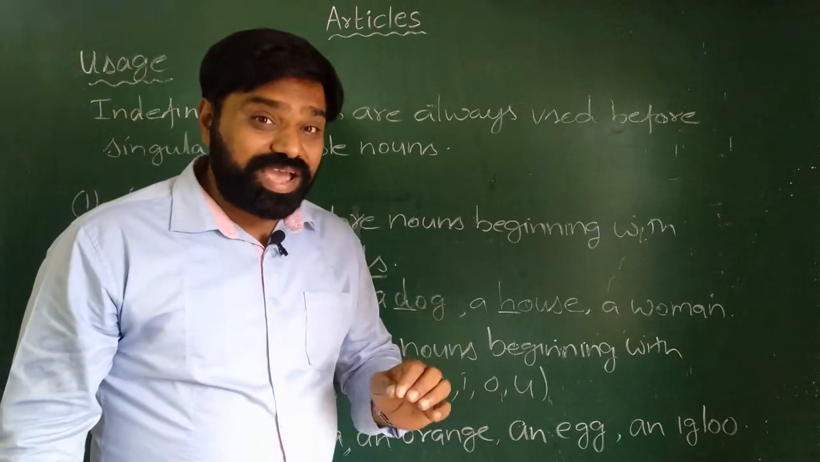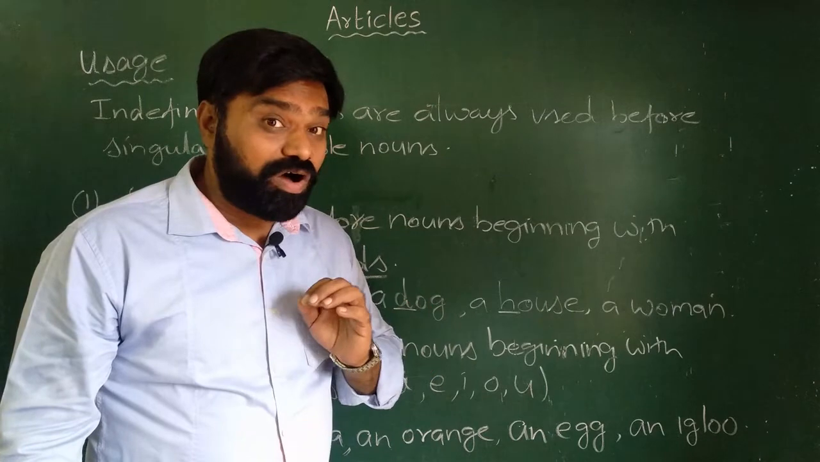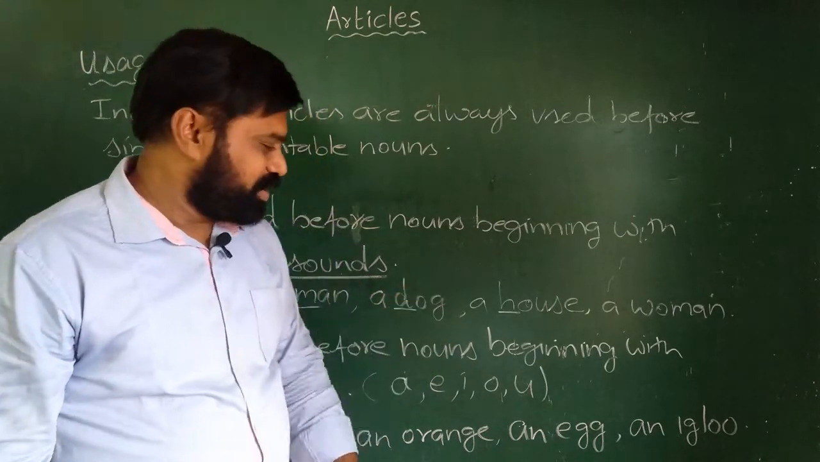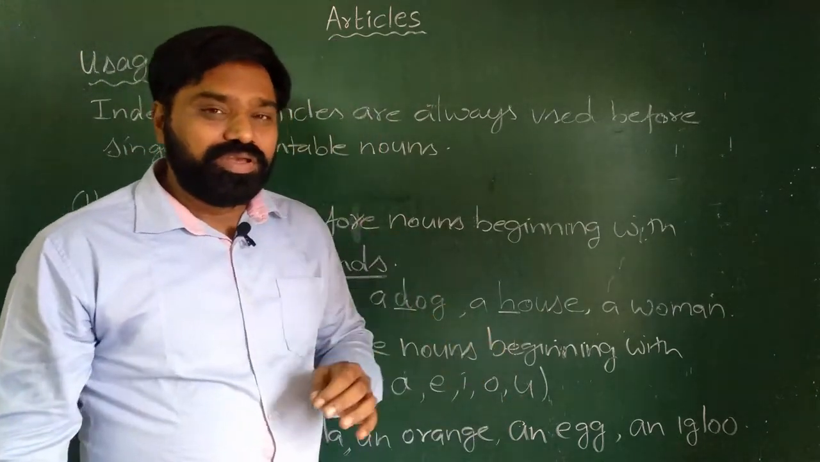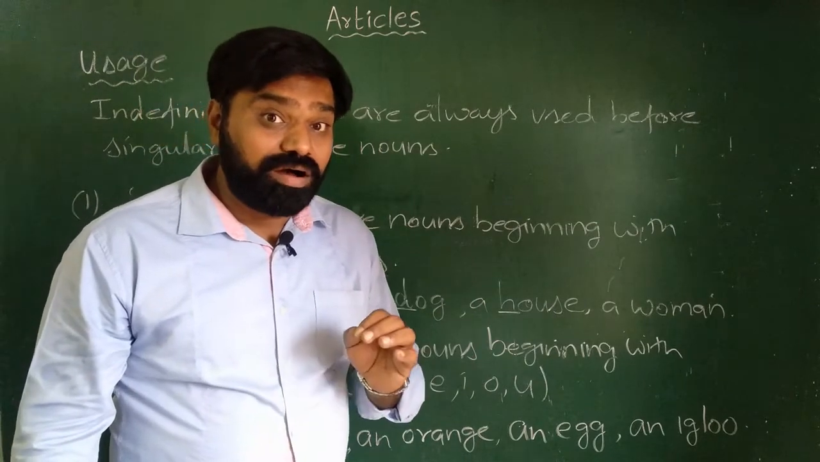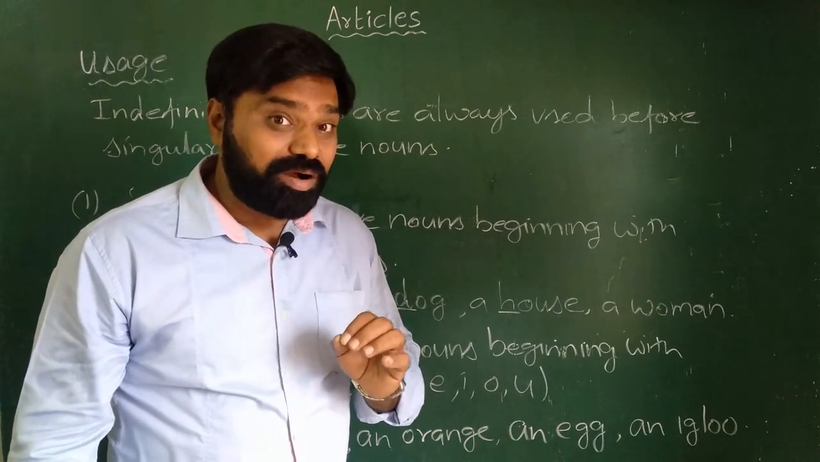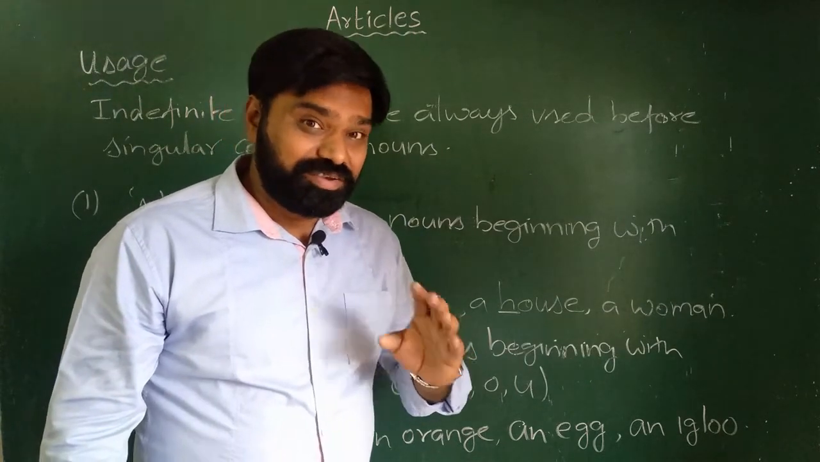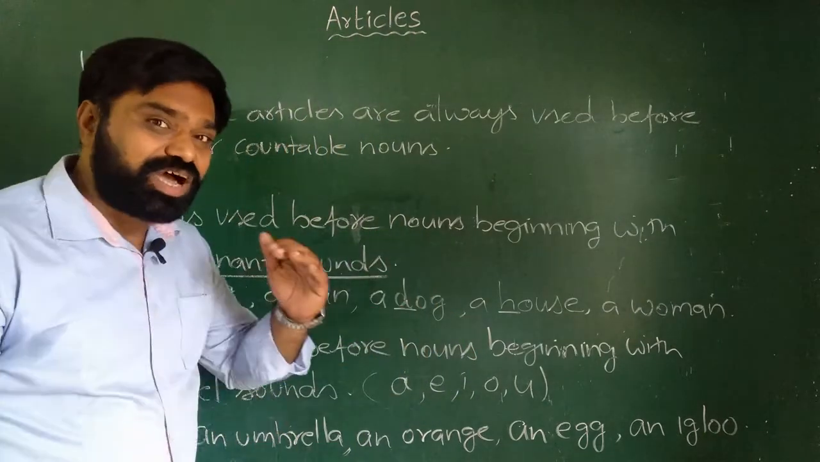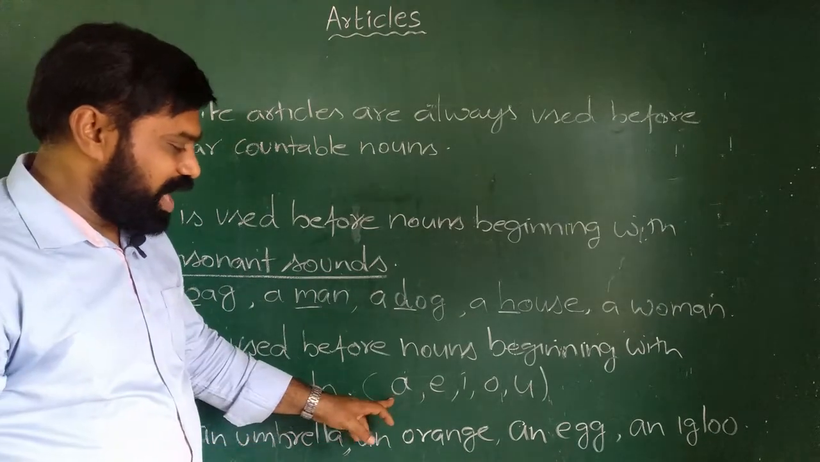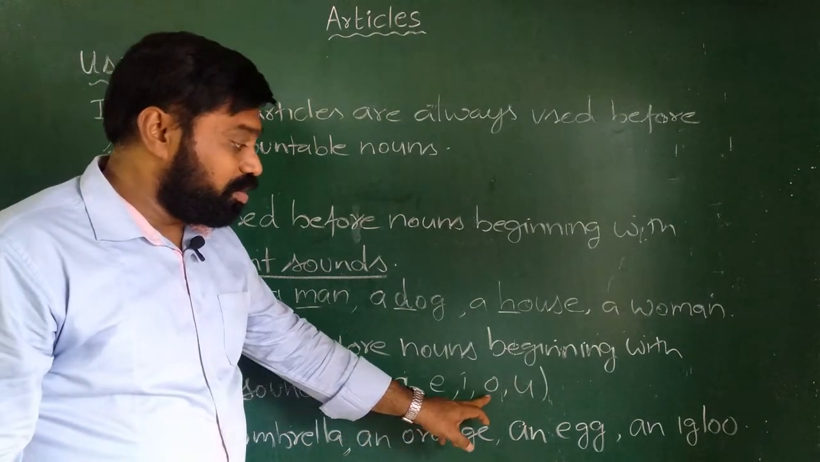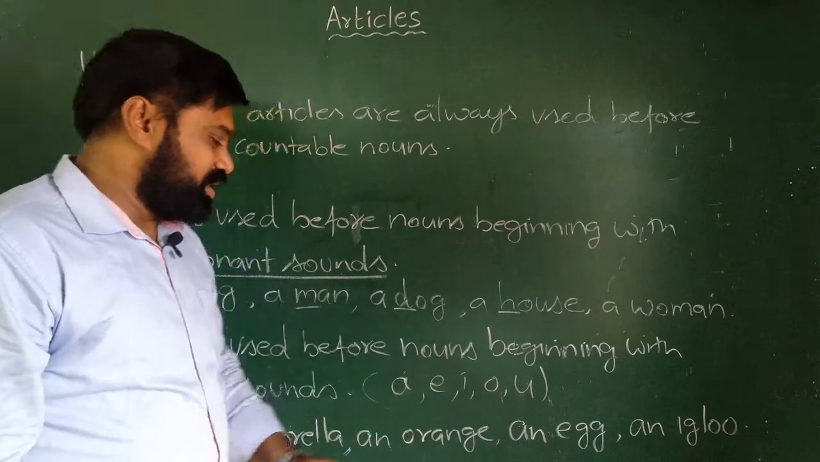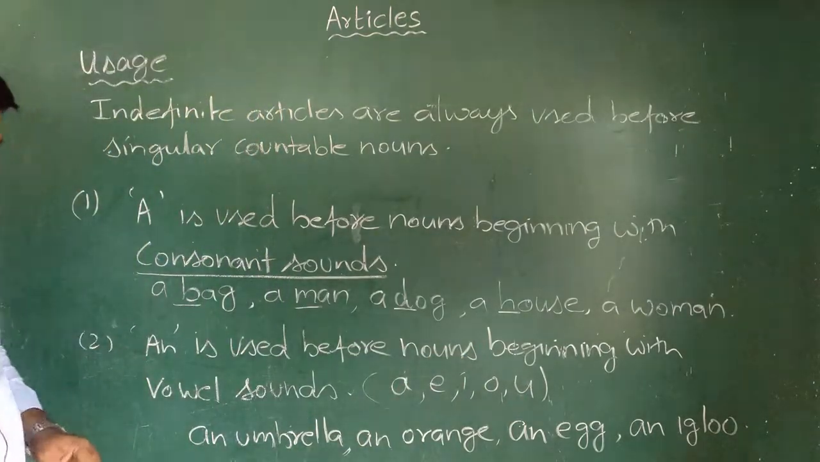O is pronounced as in orange. And U is pronounced as in umbrella, like in uncle. So that is the pronunciation, that is the sound that you should focus on.